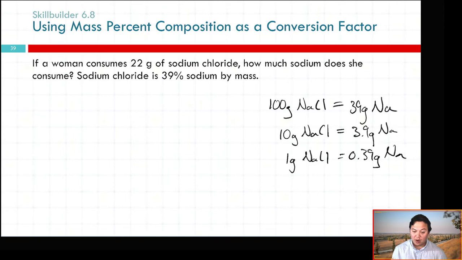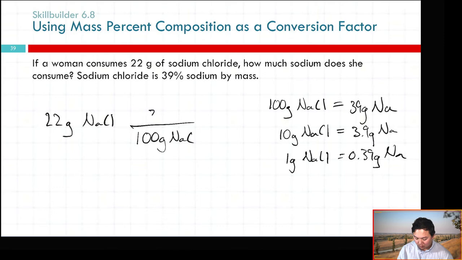You might want to use 1 because it's one less thing to type into your calculator. So let's say we have 22 grams NaCl, and now we can pick one of our conversion factors. Let's just use 100 as an example: 100 grams NaCl, 39 grams sodium. So we just do 22 times 39 divided by 100 to get 8.6 grams sodium.